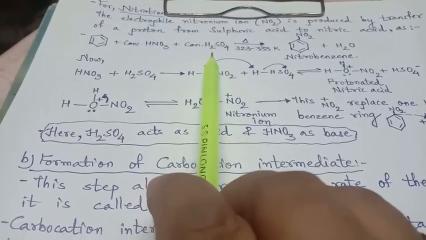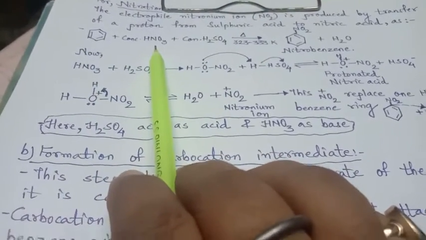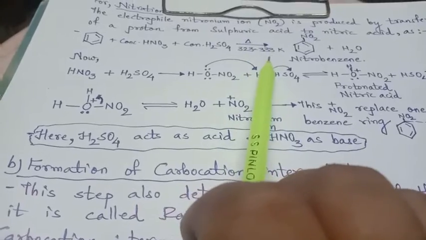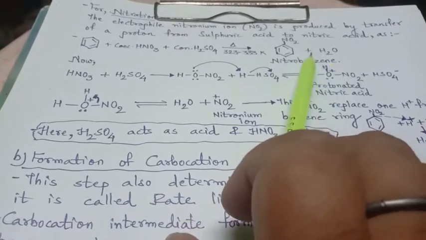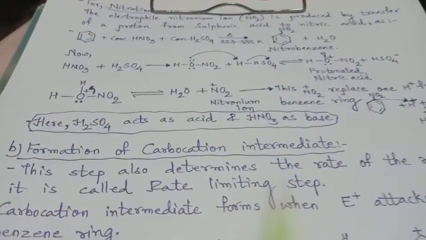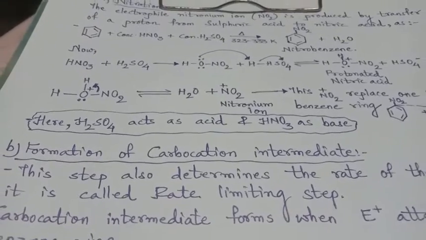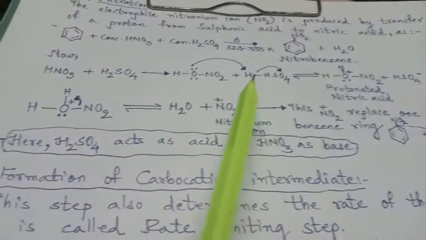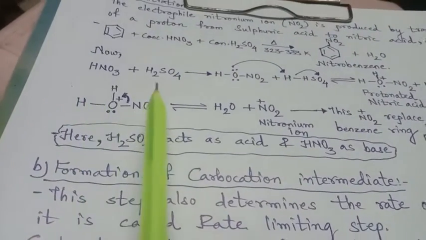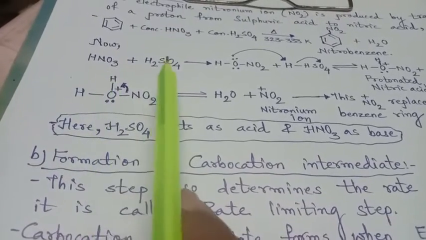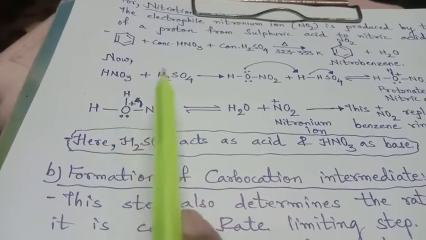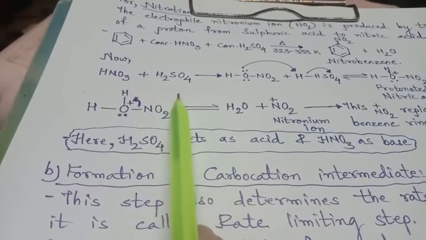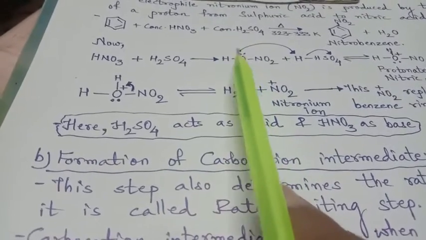So in the presence of H2SO4, when benzene and nitric acid are heated at 323 to 333 Kelvin, it gives nitrobenzene and water, which is one more byproduct in the aqueous medium. But how does this take place? So here is the mechanism. HNO3 and H2SO4, the reacting reagent and the special reagent for the intermediate reaction. When they start reacting, what happens over here?